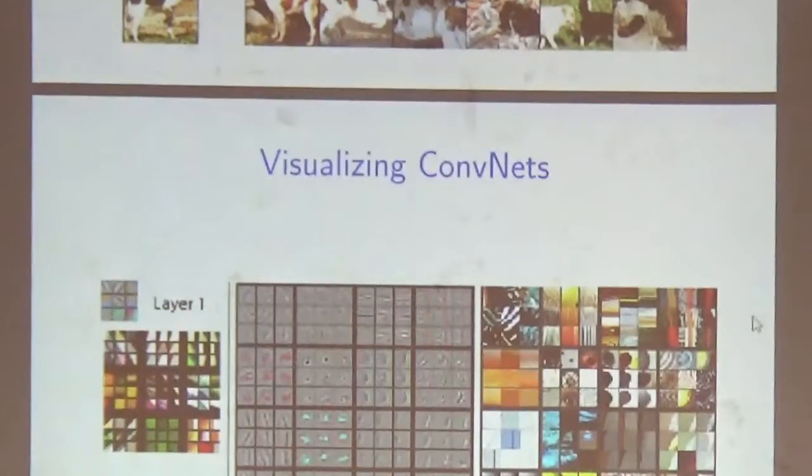So how do we visualize these convolutional neural networks? How do we look at the layers, what the filters become after training? At layer 1, you can see that they are becoming something like high pass filters. They are oriented edges. They respond to oriented edges. What happens in the higher layers?